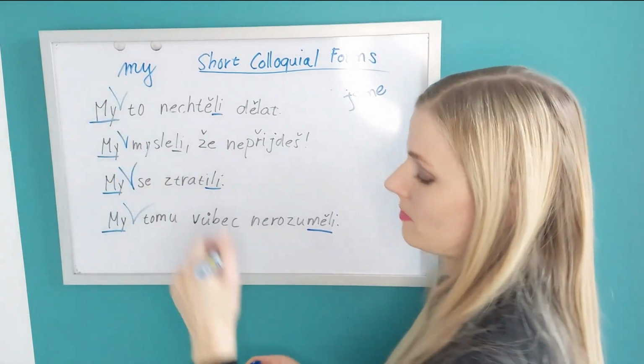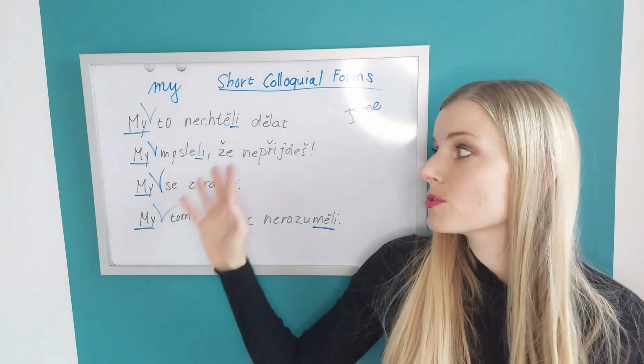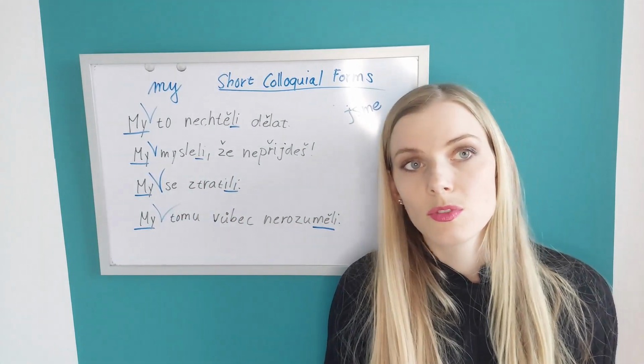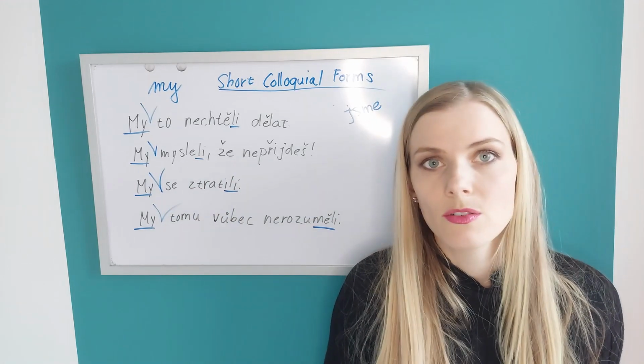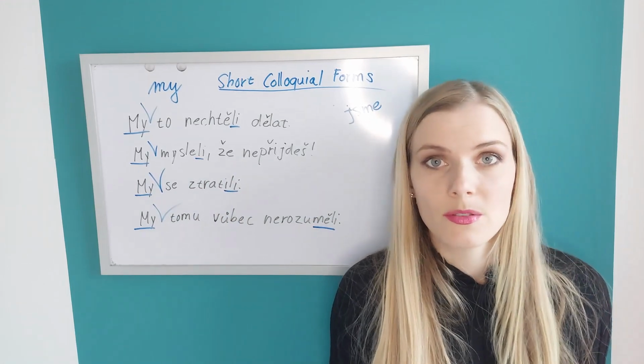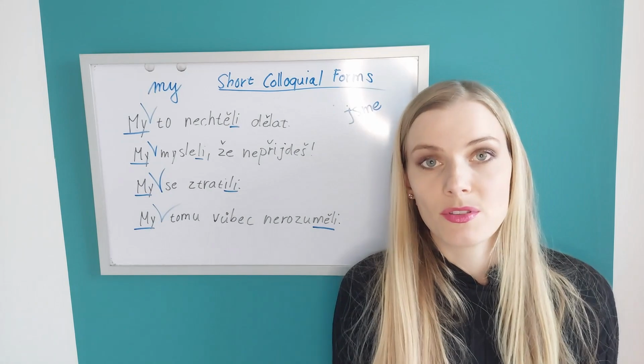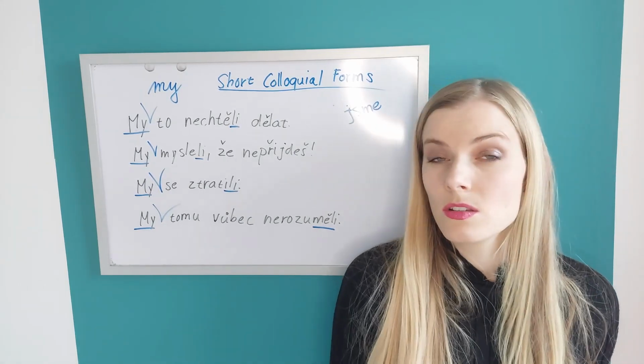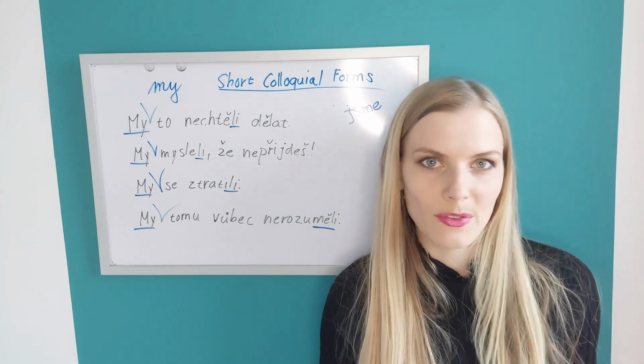Super. So remember, you're not obligated to use these forms, but you are probably going to hear them when you listen to Czech speak around you or when you watch Czech movies. Specifically, the ty person is very common and you can use it anytime. You would hear it very often in an informal context.